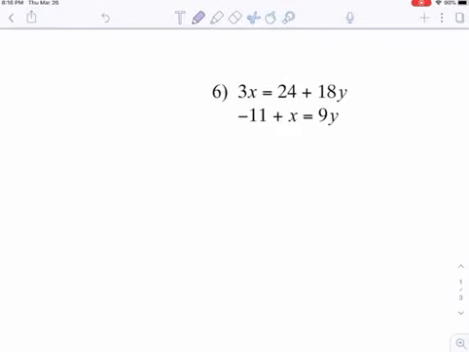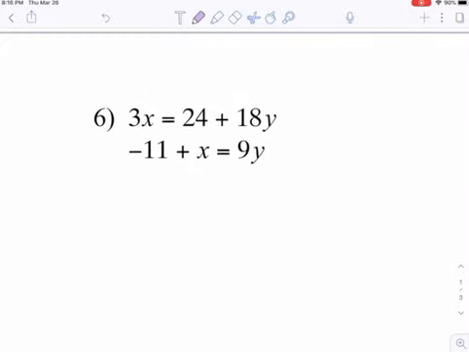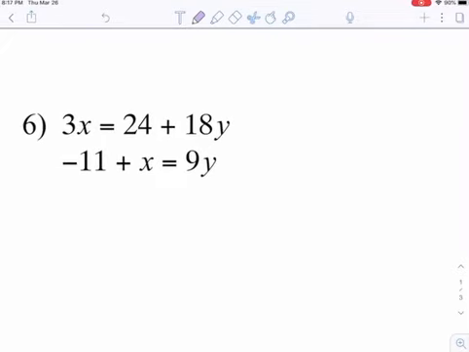Okay, number 6. So remember, your first step is always to make sure your variables are lined up. Well, in this case, they're not. Usually we like to put it in standard form, so x's and y's on one side and your numbers on the other. So you have to actually rearrange these so that your variables are lined up. Okay, so I'm going to make this 3x minus 18y equals 24. Okay, so all I did was subtract the 18y to the other side.